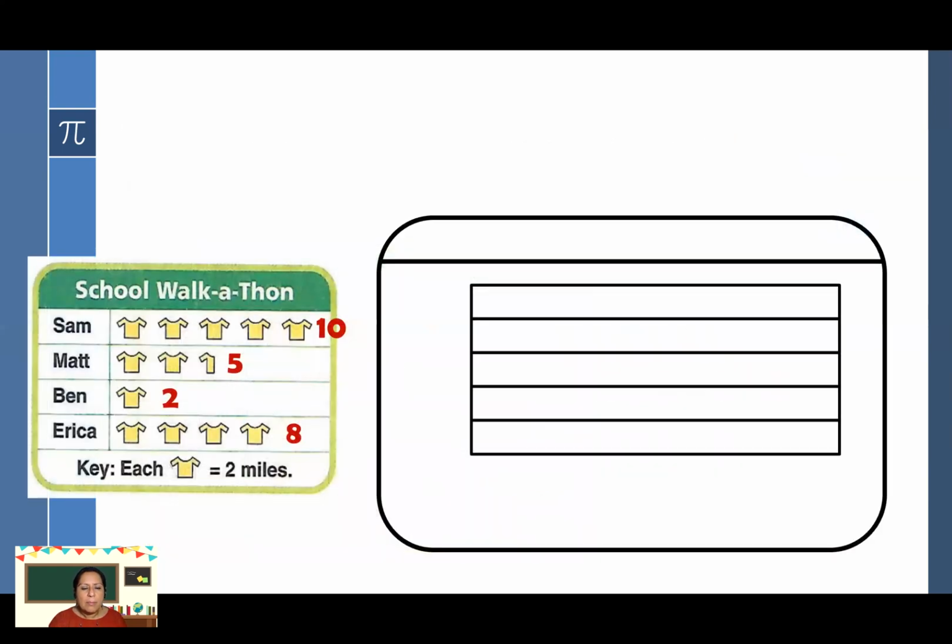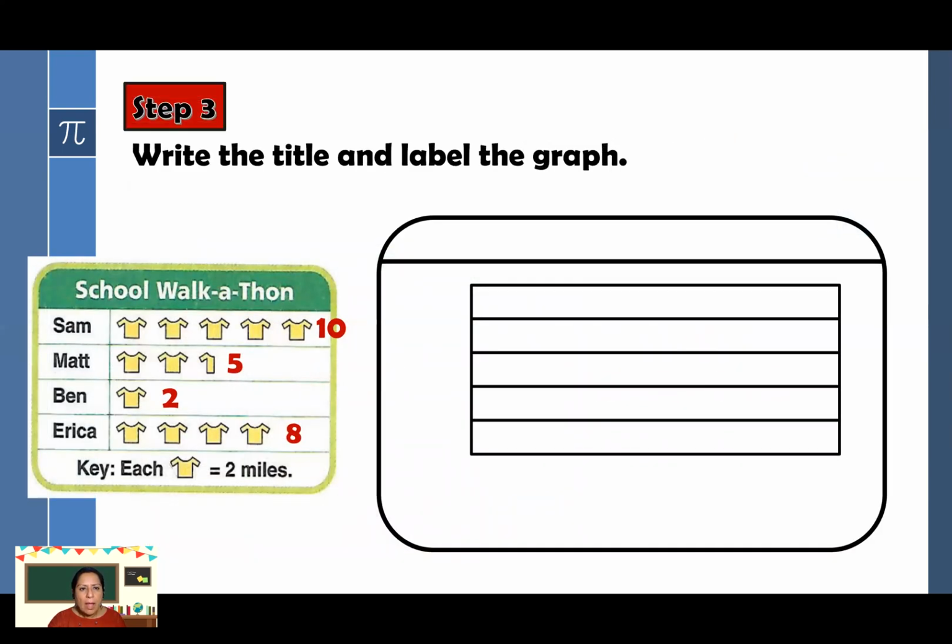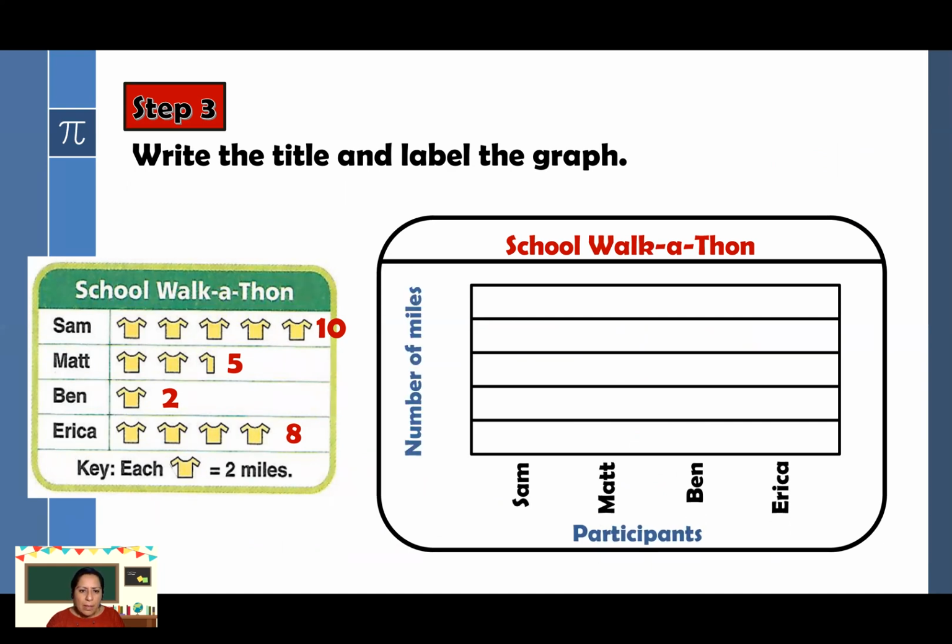So for step number 3, I'm going to write the title and label the graph too. So Sam has 10 t-shirts, and the title is going to be first a school walkathon. Now I have to put the participants, which are Sam, Matt, Ben, and Erica. And the number of miles is going to be in the left side this time.